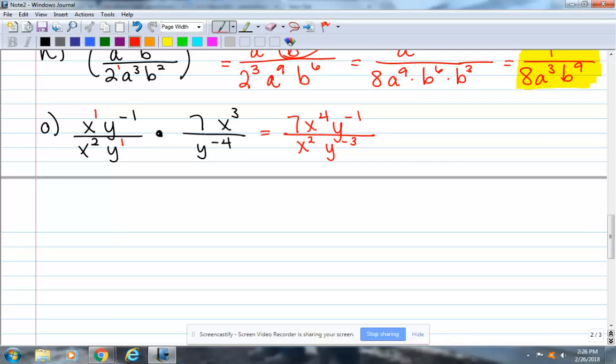Now what do you think I'm going to do? Move my negatives, which is just the y's, are going to basically swap spots. So 7x to the fourth, bring a y to the third to the top, over x squared, y to the first goes to the bottom. Now what do you think I'm going to do?